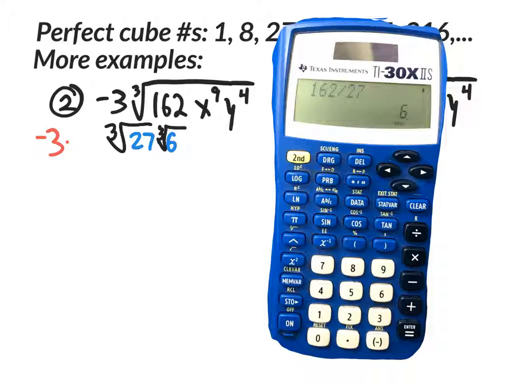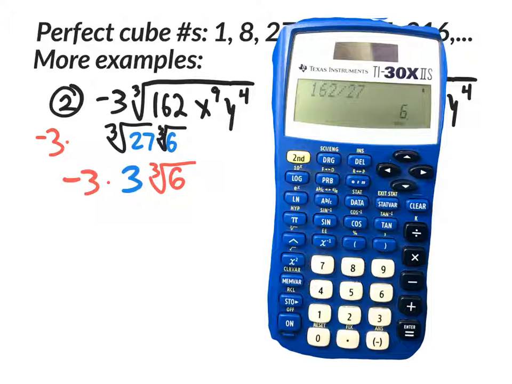And when I split the cube root, the cube root of 27 is what? The cube root of 27 is what? 3. So I have this outside -3 times that 3, no more, it's not in the radical anymore. And the cube root of 6 is still going to be the cube root of 6, because there is no number that you could multiply with itself 3 times that gives you 6.